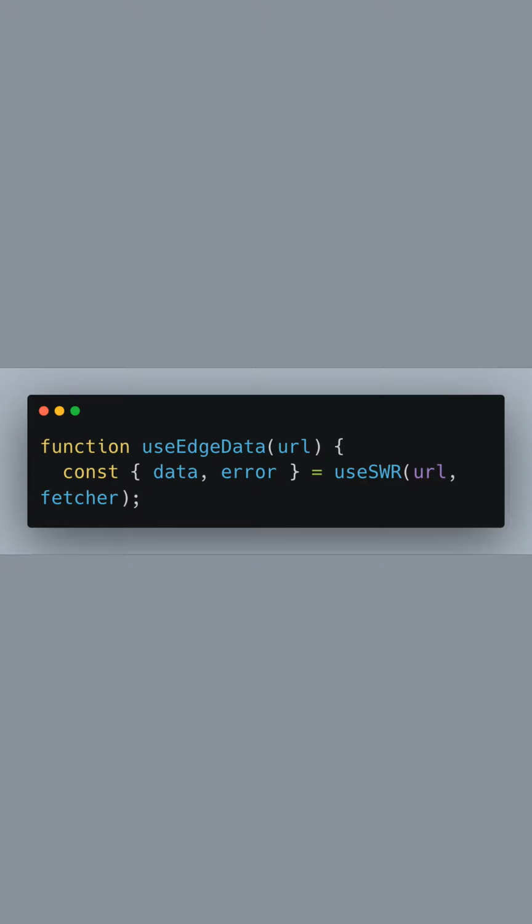Now we define a function called useEdgeData. Within this function, we invoke useSWR with the URL and the fetcher function we just defined. SWR returns two important properties: data, which contains the fetched data, and error, which holds any error that occurred during fetching. This is what powers the Stale-While-Revalidate strategy in our code.